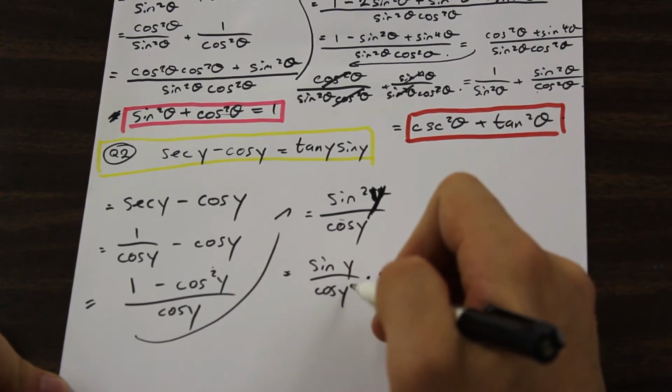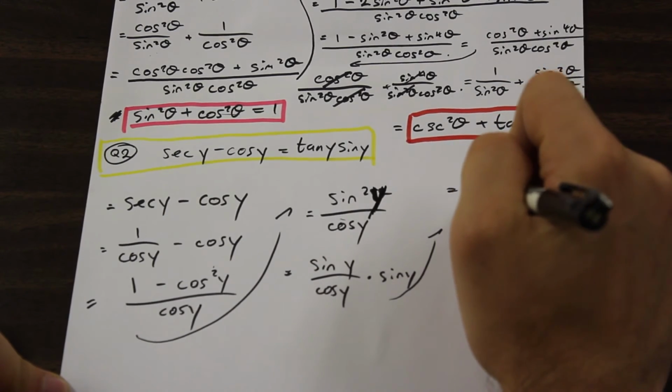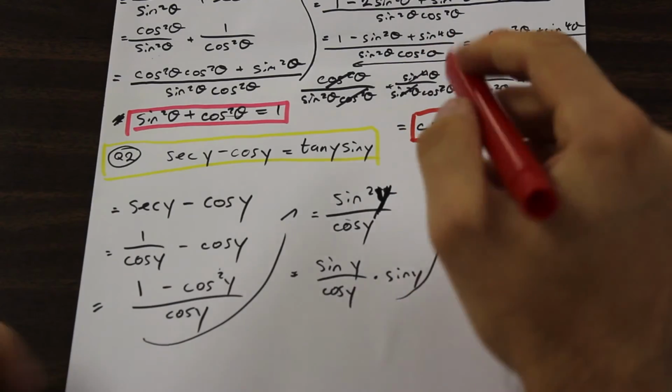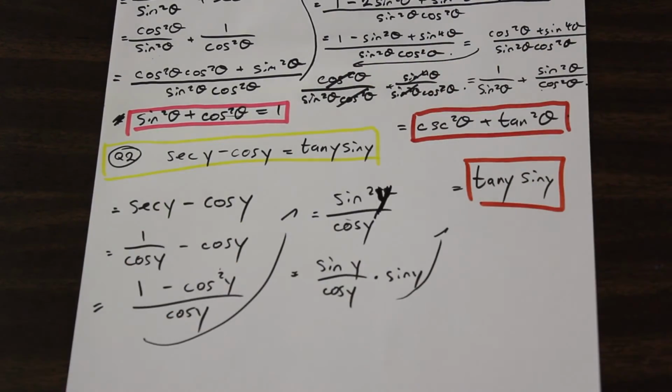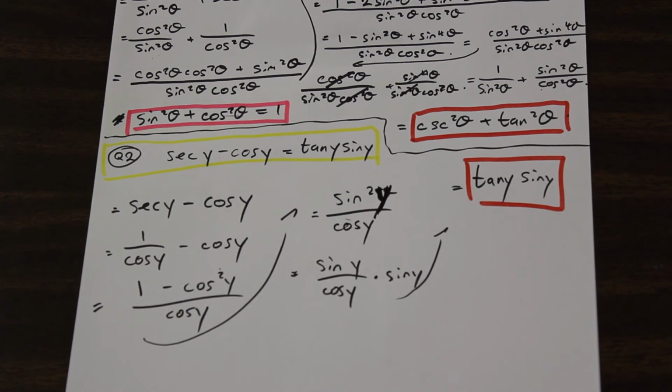And what's sine y over cos y? That is equal to tan y, times sine y. And we've solved the question. Perfect. So that is the solution to both of those trig identities.